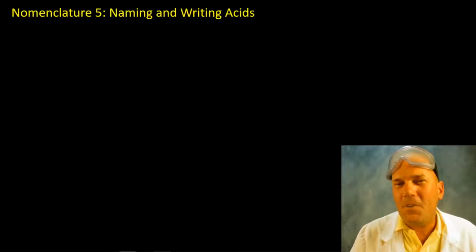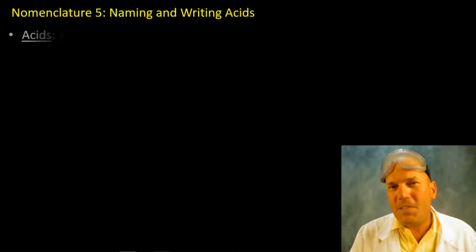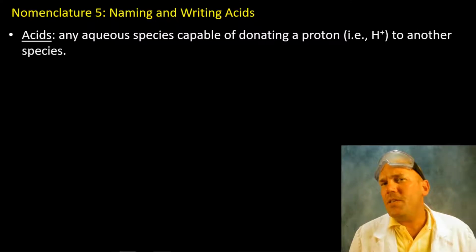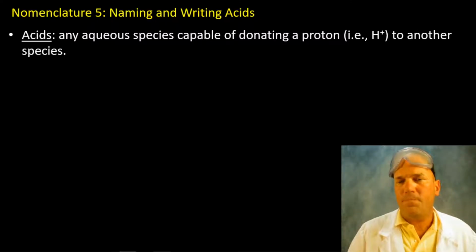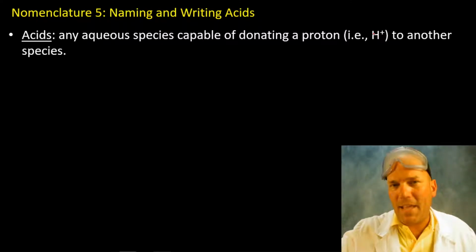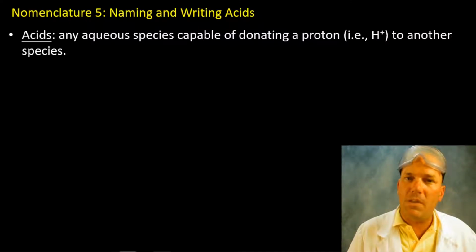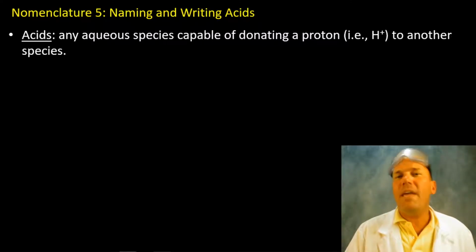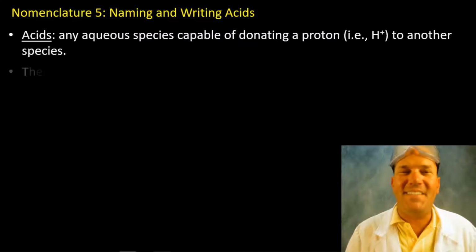In this video, I'd like to teach you how to name and write acids. First, let's get a definition for an acid. It's any aqueous species that is capable of donating a proton. A proton is a hydrogen cation. It is a hydrogen atom that has lost one electron. And acids are able to donate one or more of these protons to another species.